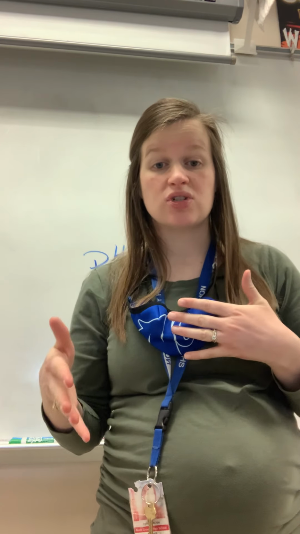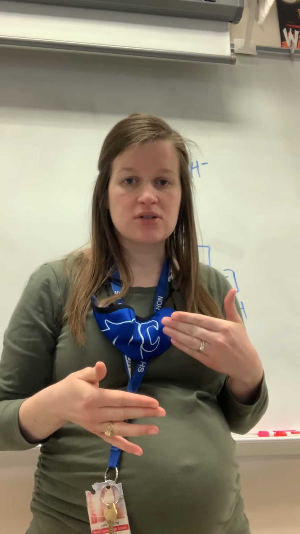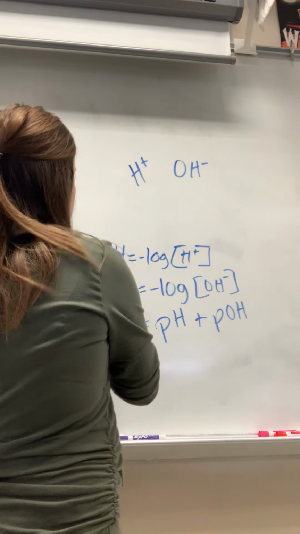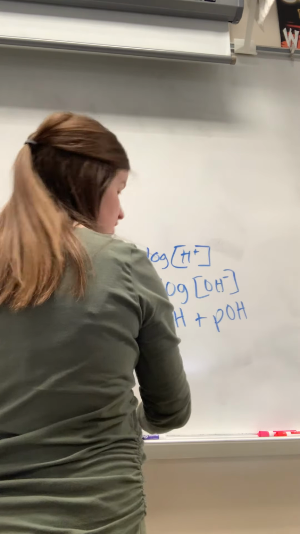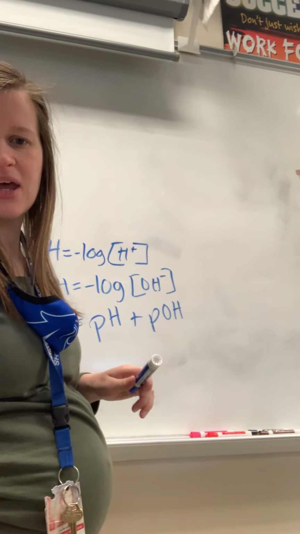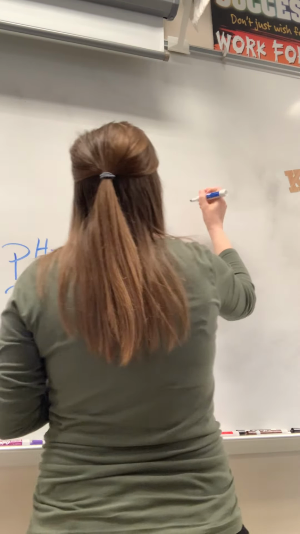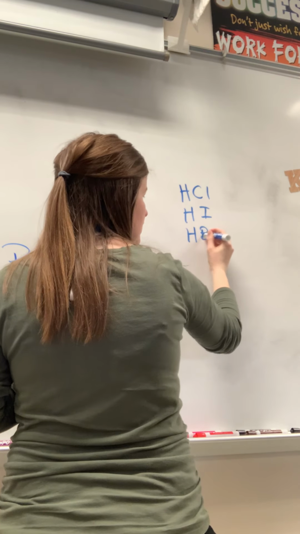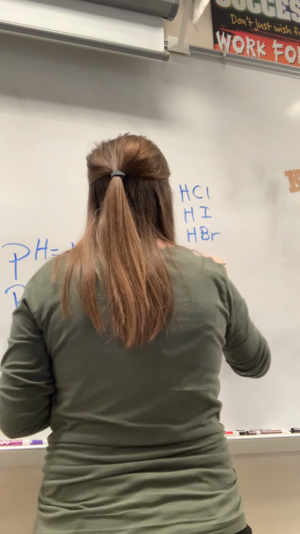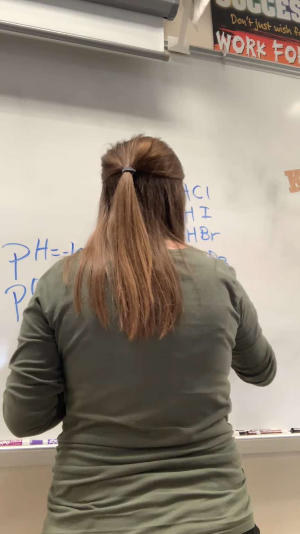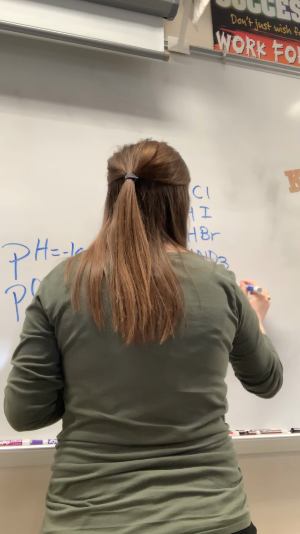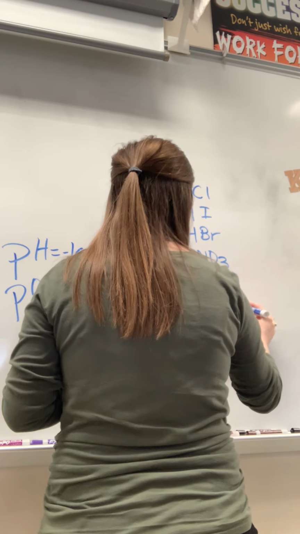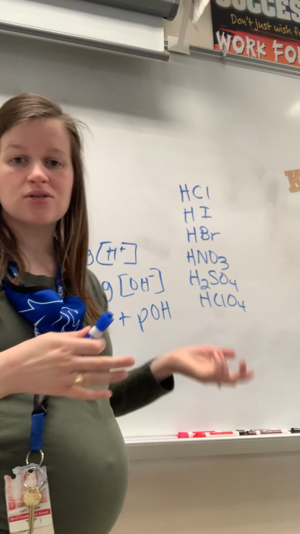So you have to think about what's happening, what's dissociating, what's breaking apart. The easiest ones to start with are strong acids and strong bases. For a strong acid, I will go ahead and list all 6 for you real fast. We have hydrochloric acid, hydroiodic acid, hydrobromic acid. We also have nitric acid, sulfuric acid, and perchloric acid. Those are our 6 strong acids.